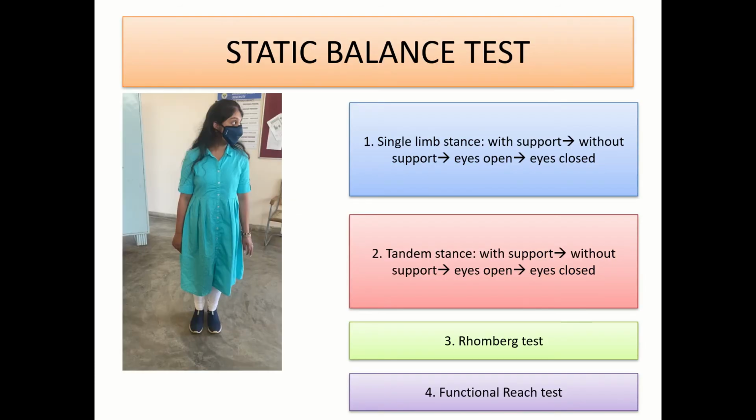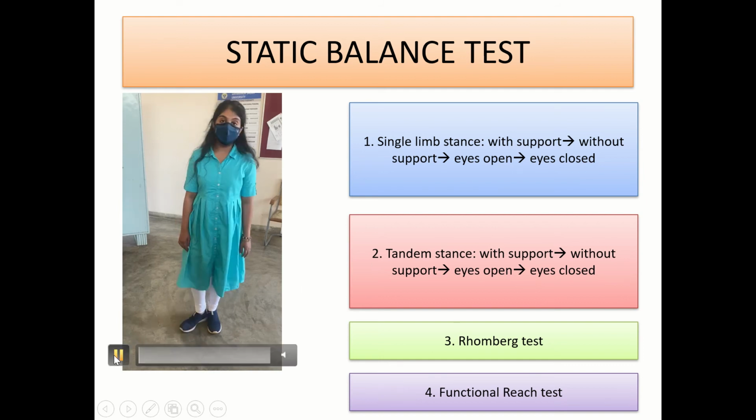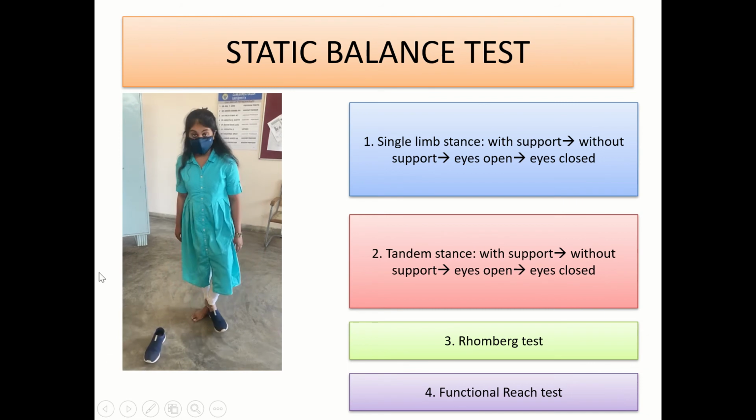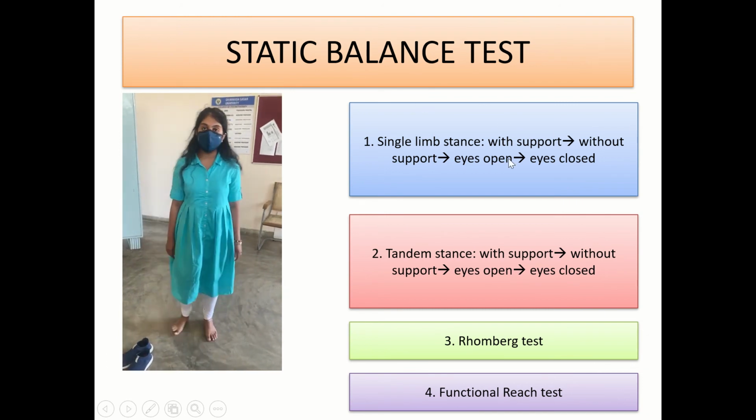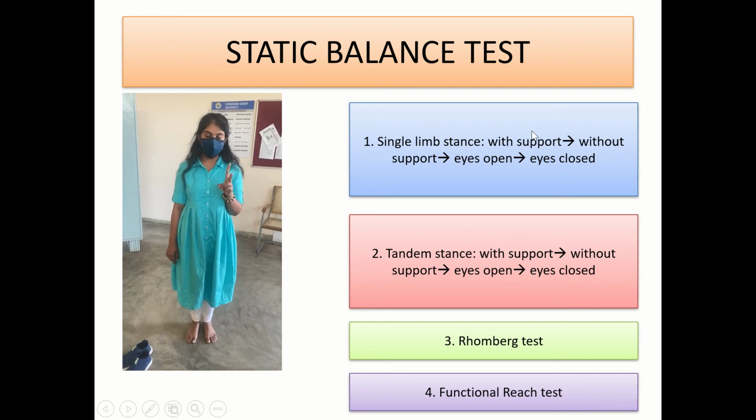Coming down to static balance. When we talk about static balance, I already told there are four main tests: single limb stance, tandem stance, Romberg test, and functional reach. So we'll look at them one by one. This is how single limb stance is done, and the progression is with support, without support, eyes open and eyes closed. So there are four types of single limb stance.